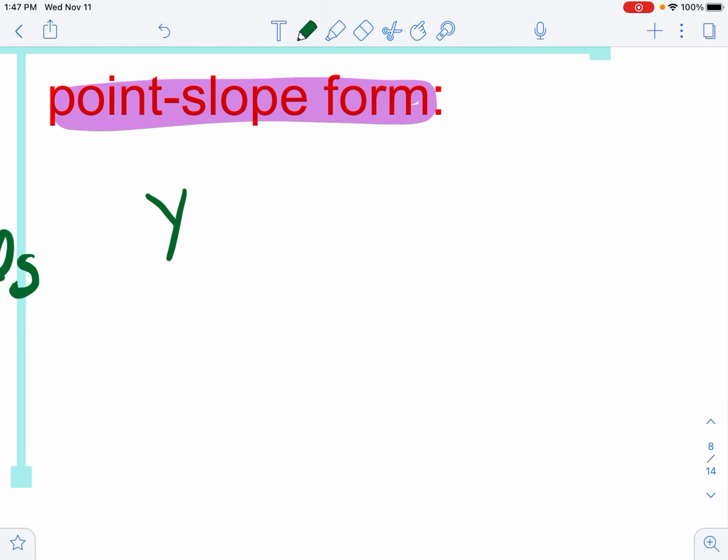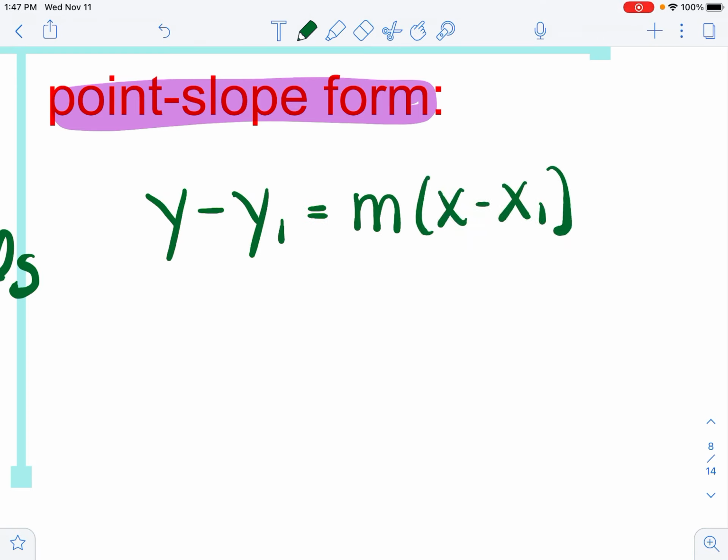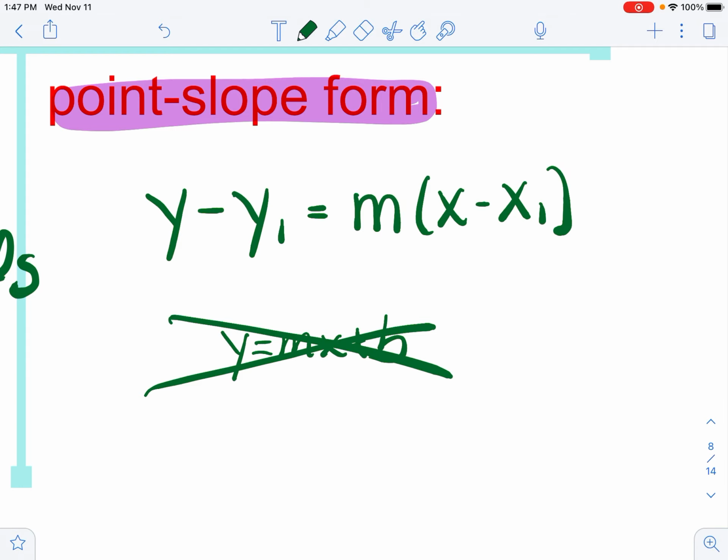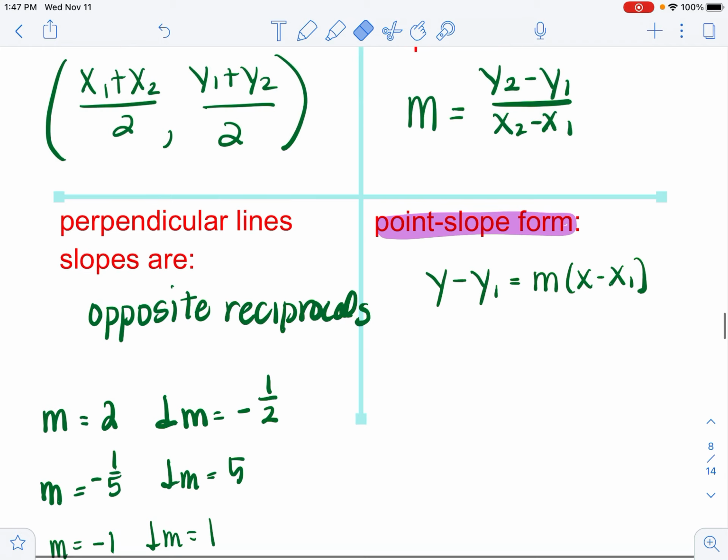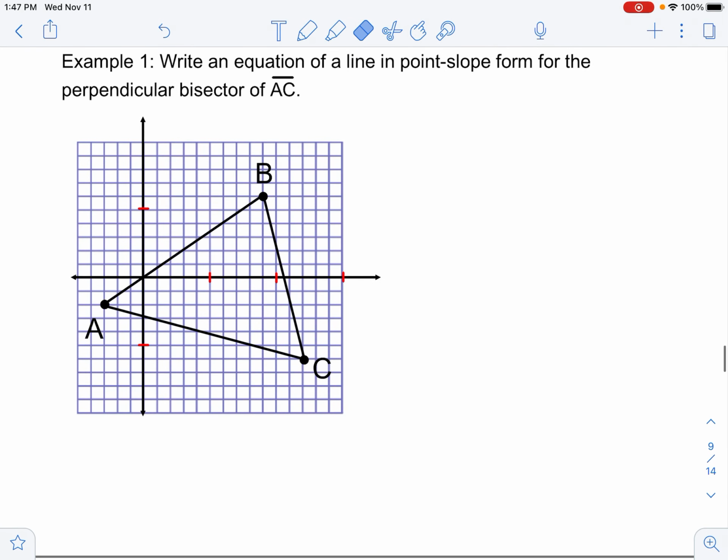So point-slope, to remind you, is y minus y1 equals m times x minus x1. Okay? People want to use y equals mx plus b. We are never going to use y equals mx plus b unless it specifically asks us to, which it doesn't. All right, so let's get started here.